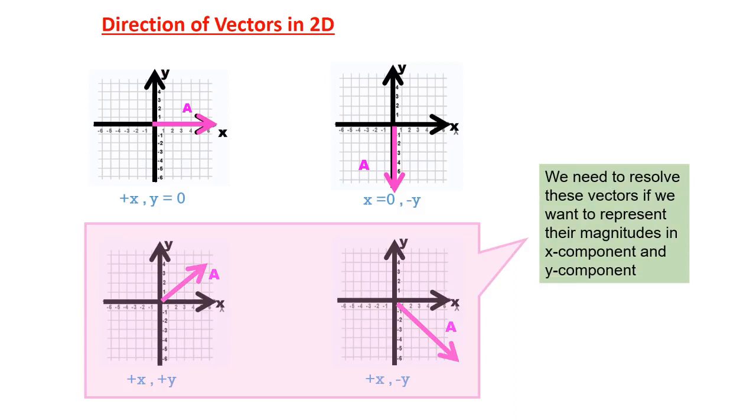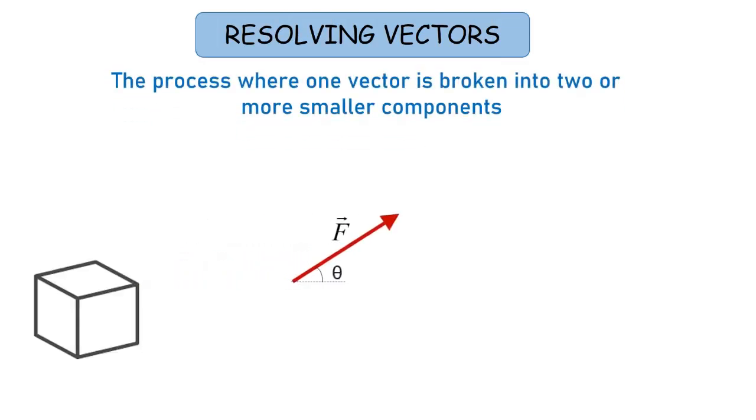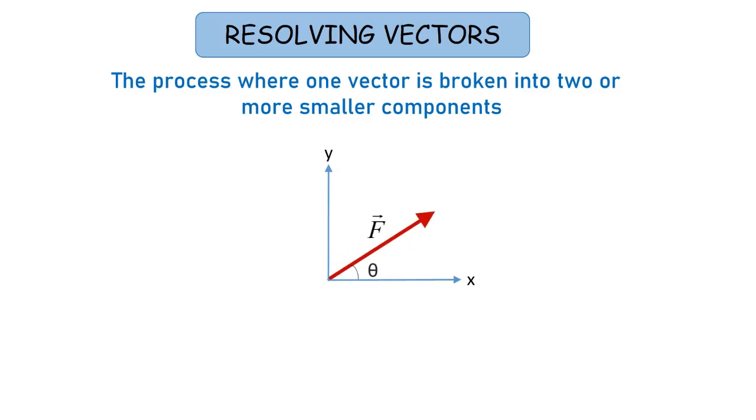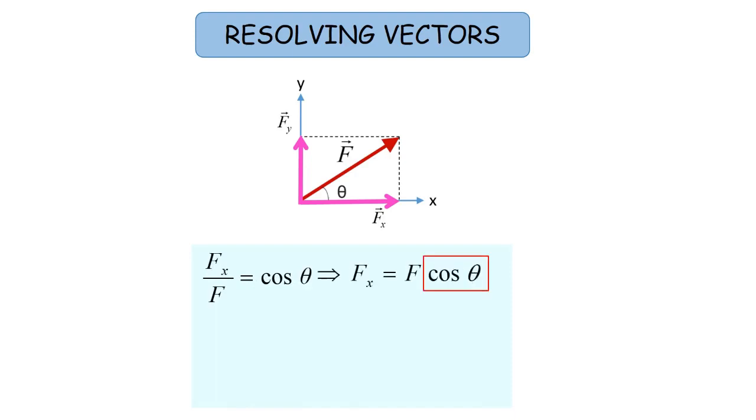We need to resolve these vectors if we want to represent their magnitudes in x component and y component. Resolving vectors, or vector resolution, is a process where one vector is broken into two or more smaller components. By using trigonometry, we can calculate the value for the x component. For example, in this case, Fx equals F cos theta, and for the y component, Fy equals F sin theta.